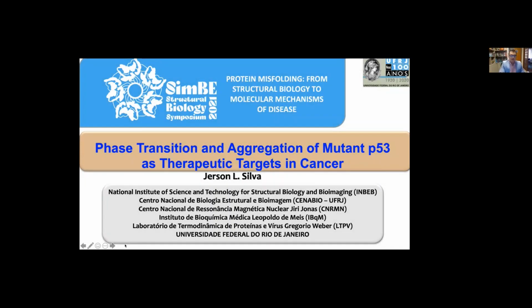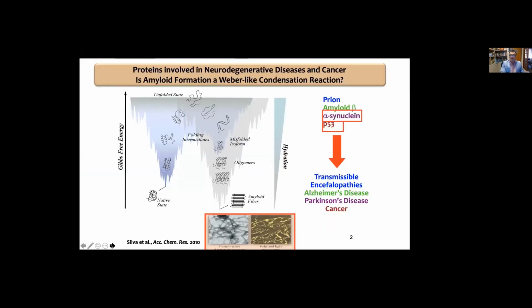Well, it was great that Sandra gave a very good introduction to both phase separation and aggregation of proteins. I'm using this very old slide from the beginning of the 2000s, when we used to think that most proteins that aggregate undergo some misfolding pathway that occurs for some proteins.